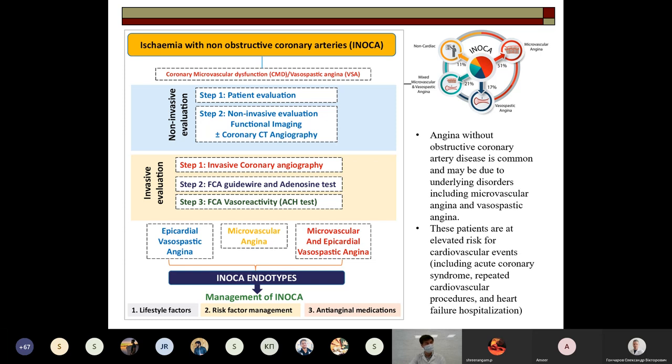Step 1, patient evaluation according to contemporary protocol. Step 2, non-invasive evaluation, functional stress test, plus coronary CT angiography. If you have the confirmation that non-obstructive coronary artery disease is present, please perform an invasive strategy and after that verify the phenotype of INOCA associated with epicardial vasospastic angina, microvascular angina, and the overlap, the combination of epicardial vasospastic angina and microvascular angina.